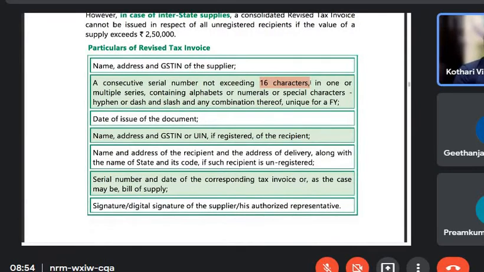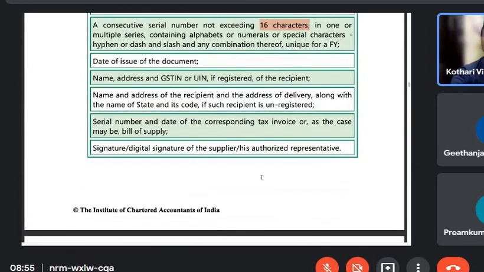One or more multiple series containing alphabet, numerical or special characters, hyphen or dash and slash or any combination thereof, unique. Date of issue of document, name, address and GSTN number or UIN if registered of the recipient, name, address of the recipient and other address, serial number of the corresponding tax invoice, digital signature, all these things are there.